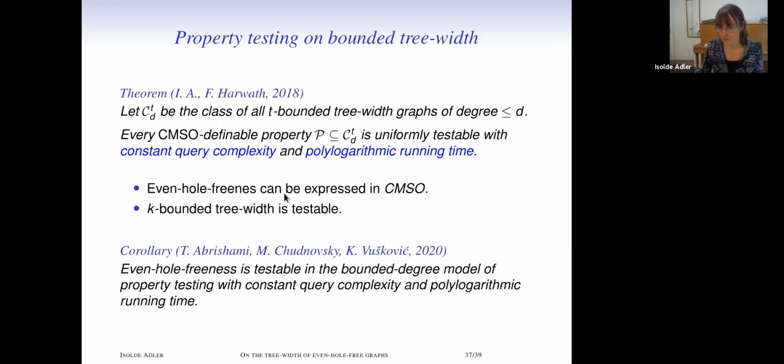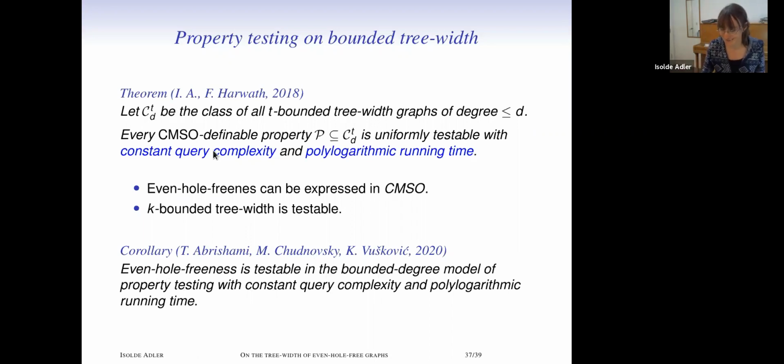Now, even-hole freeness can be expressed in CMSO, and also k-bounded tree width is testable. Combining these two, we get this corollary that I showed you earlier by Abrishami, Chudnovsky, and Vušković, who proved our conjecture in full. Even-hole freeness is testable in the bounded degree model of property testing with constant query complexity and polylogarithmic running time. Because what they proved is that even-hole-free graphs of bounded degree have bounded tree width, so we get the bounded tree width here for free once we have bounded degree, and then we can just plug this in.